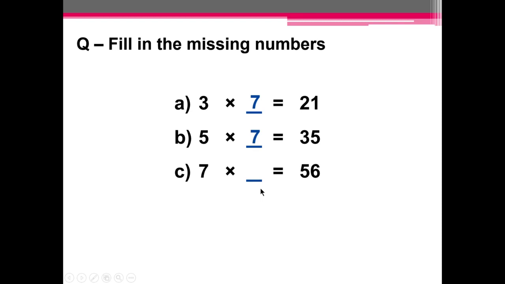Be quick. Which number is missing here? Yes, 8. Next one, 6 multiplied by blank is equal to 54. Now can you tell me? Yes, 9. Very good. Now let's move towards the next topic. That is multiplying with regrouping.